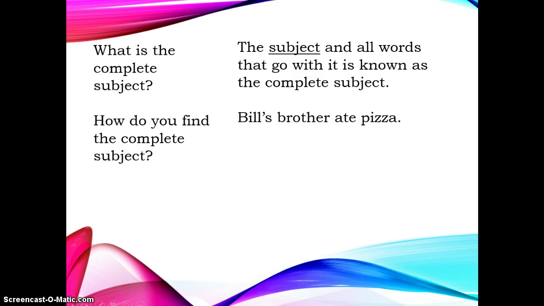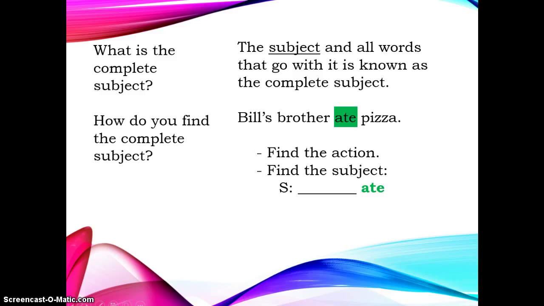Let's look again at our sentence. Bill's brother ate pizza. First, we find the action. In this sentence, we said that ate was the simple predicate. Next, we find the subject by asking the question, who or what ate? We said that brother answers this question. So we put a red box around it to indicate that it is a noun and the simple subject of the sentence.